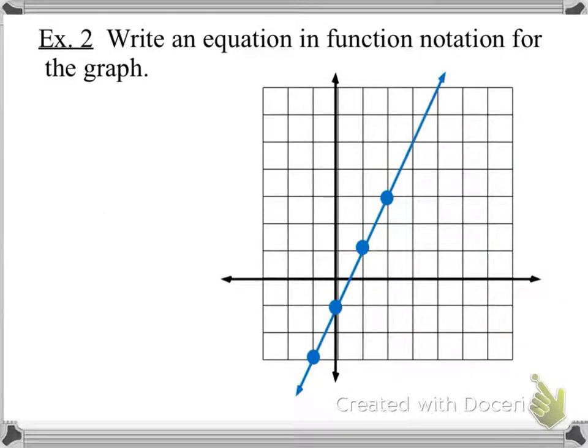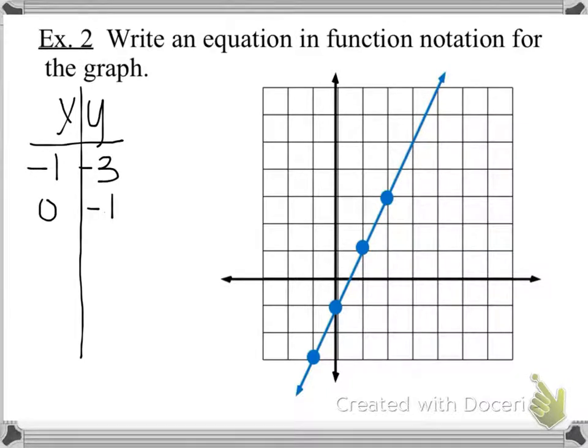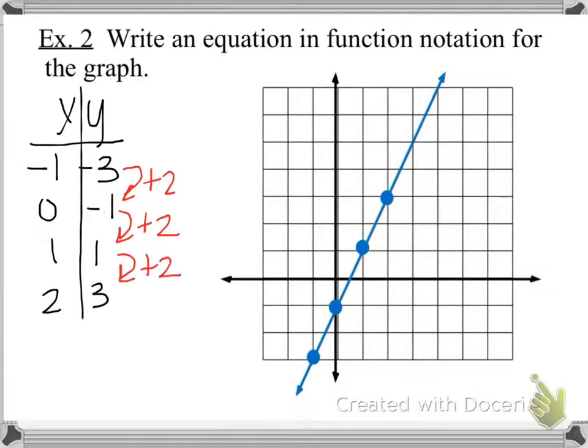Now, let's do another one. Again, you want to make an XY table, and you want to pull the points off the graph. So go ahead and pause and give this one a try. Hopefully, when you pulled your points off the graph, you got -1, -3, 0, -1, 1, 1, and 2, 3. Then you find your pattern, and hopefully you got a +2 and a +2. I realize that both of these examples were +2s. They're not all going to be +2s, but you just find your pattern.